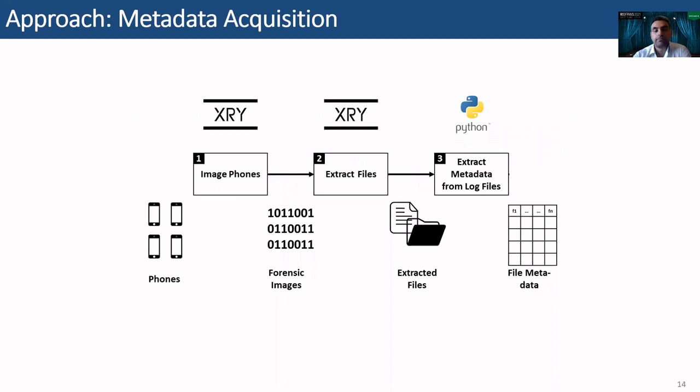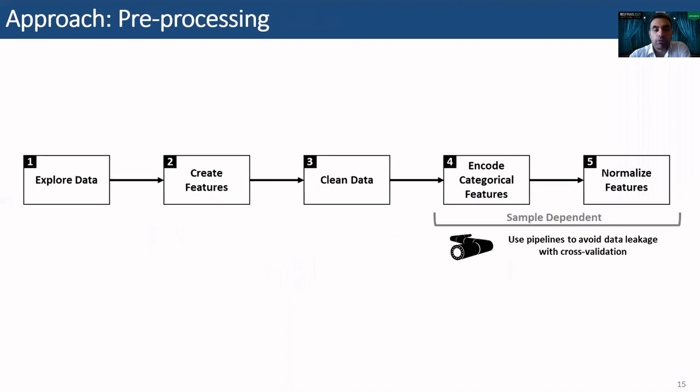Starting with the first step, we start by imaging the devices, then extracting the files from the images, and finally using Python to extract the metadata that is logged in the extraction logs of these files. At this stage, we're ready for pre-processing, which includes also exploring the data and labeling it.